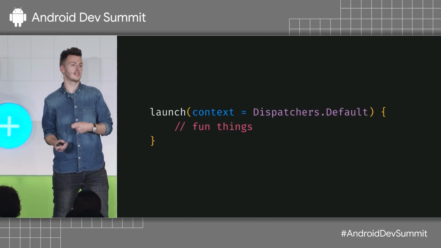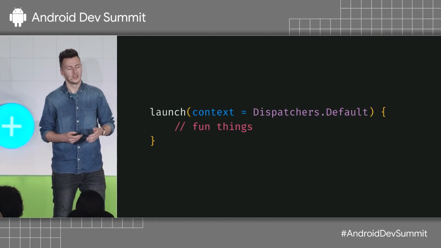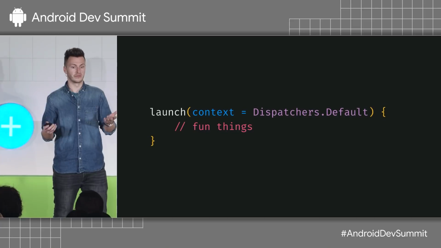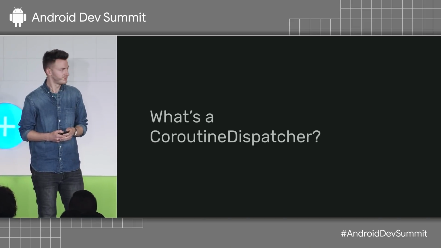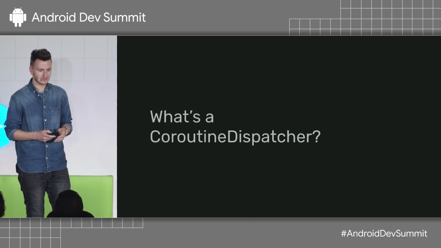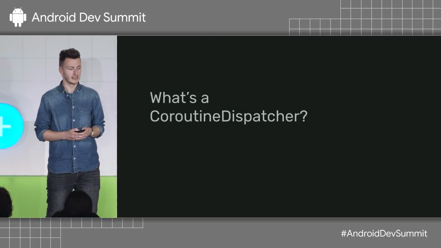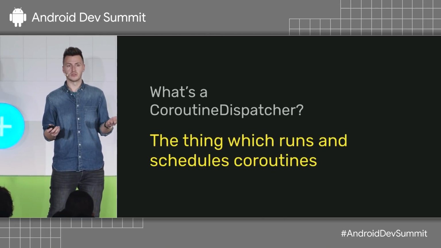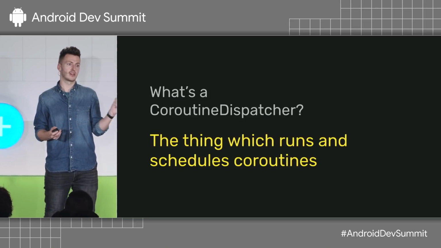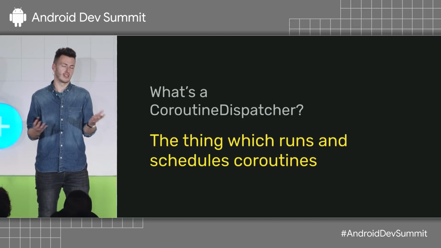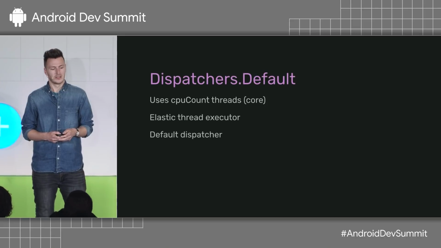That's a default dispatcher that's given for you for free, and it's supposed to be sort of default for everything, really. It's essentially a computation thread pool if you're used to using that from RxJava. So what is a coroutine dispatcher? Well, it's the thing which runs and schedules coroutines, as I mentioned earlier. It schedules coroutines to run on something, on a thread in our case.